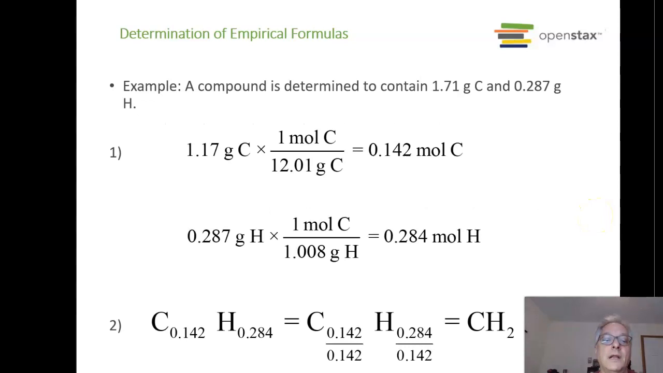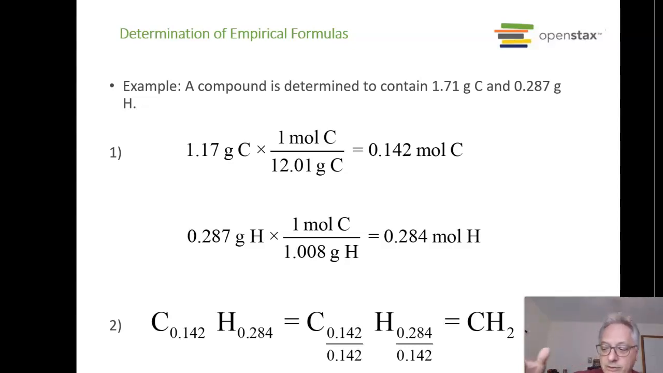So let's take a look at this. Let's say I have a compound and I send it away, and it has 2 elements in it. It has carbon and it has hydrogen. And we know the amounts of mass of carbon and hydrogen: I have 1.71 grams of carbon and 0.287 grams of hydrogen. Now, those subscripts, when you see a subscript like C6H12O6, those subscripts represent the relative number of atoms in that compound.